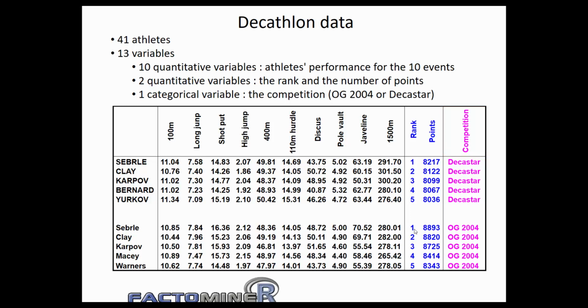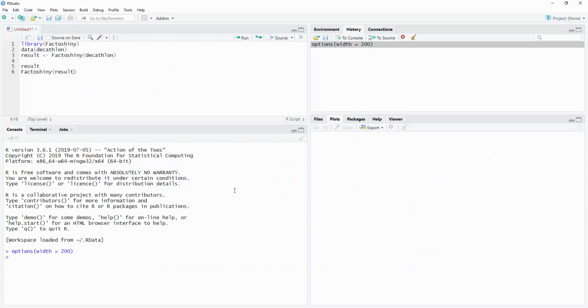We will perform PCA on this dataset considering the 10 trials as the active variables. In turn, the variables that have to do with the rank, the number of points and the type of competition will be considered as additional or supplementary variables, also referred to as illustrative. In other words, we will compare the athletes only from the point of view of their performances in the 10 events. Now let's see how to launch PCA with FactoMineR and more specifically using Factoshiny as its graphical interface.